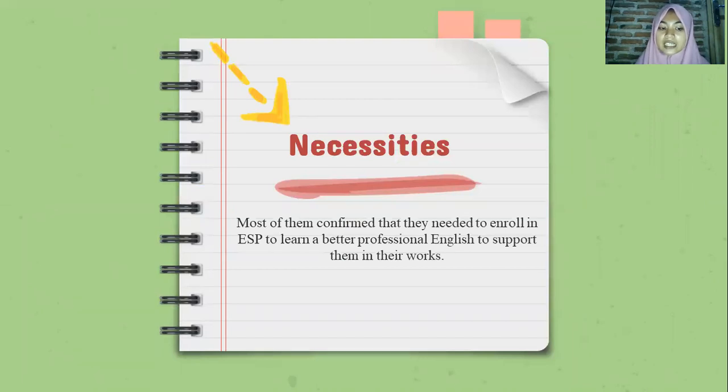The first is necessities. In this aspect, most of them confirmed that they needed to enroll in ESP to learn a better professional English to support them in their work. For example, those who work as an admin, secretary, or bookkeeper thought that they needed specific English related to their work, such as writing business letters, reading English labels, and understanding vocabularies of certain products, so they could function properly.